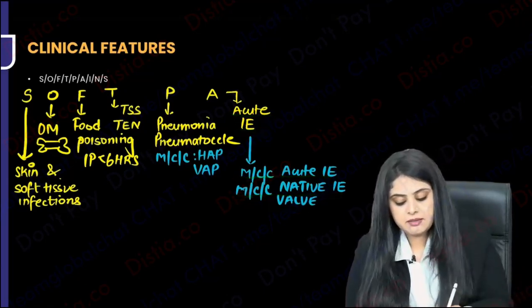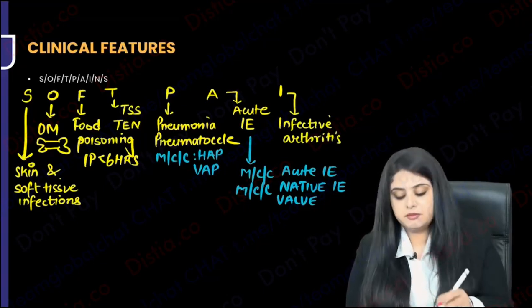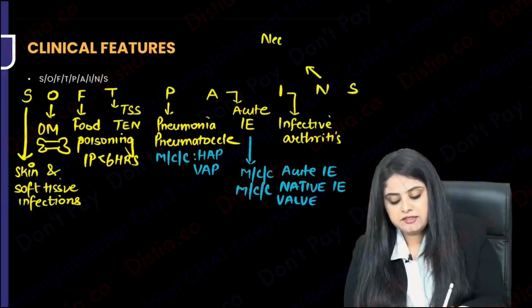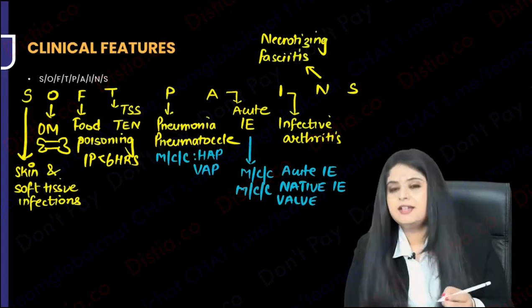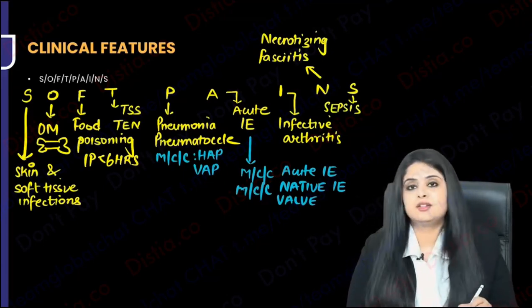Then I in PAINS is going to be infective arthritis. It is associated with infective arthritis. What is left in PAINS? N and S. N is going to be necrotizing fasciitis, which you could have understood with your skin soft tissue only. And S is like a formality, sepsis, because any bacteria can cause sepsis.